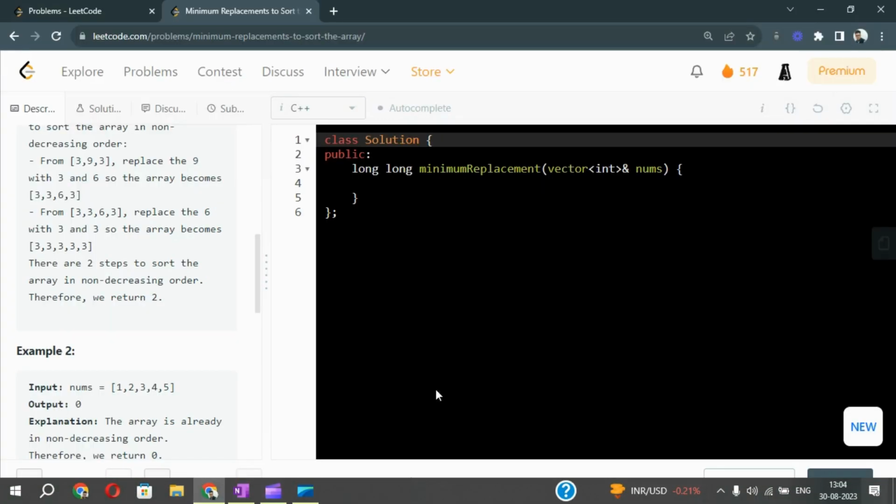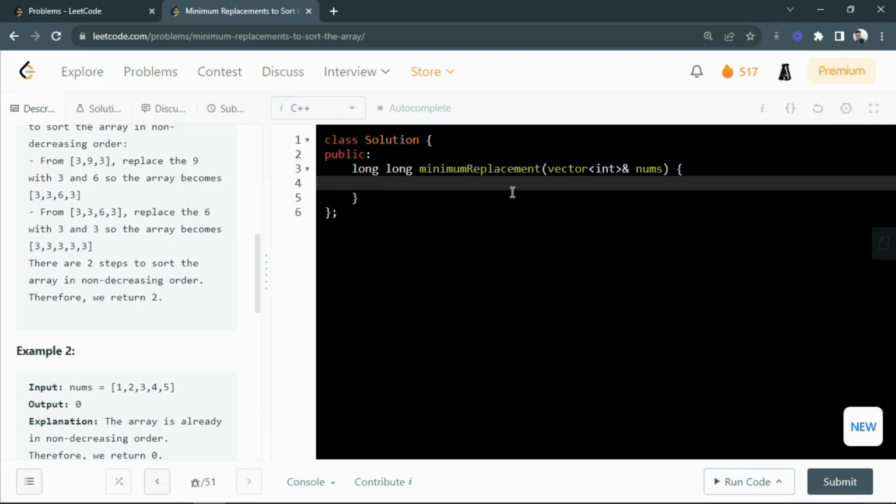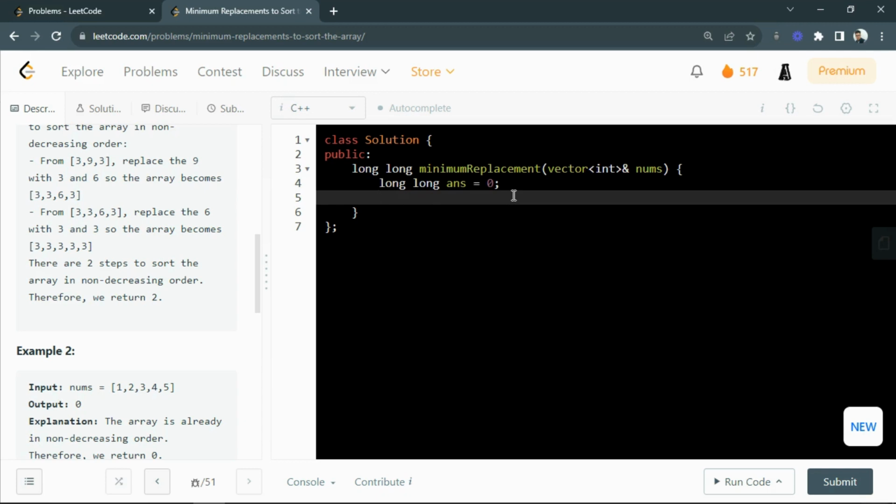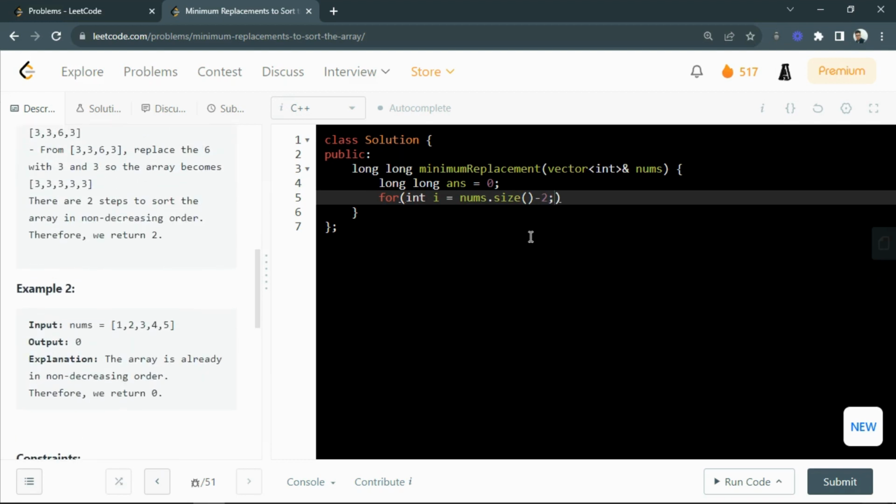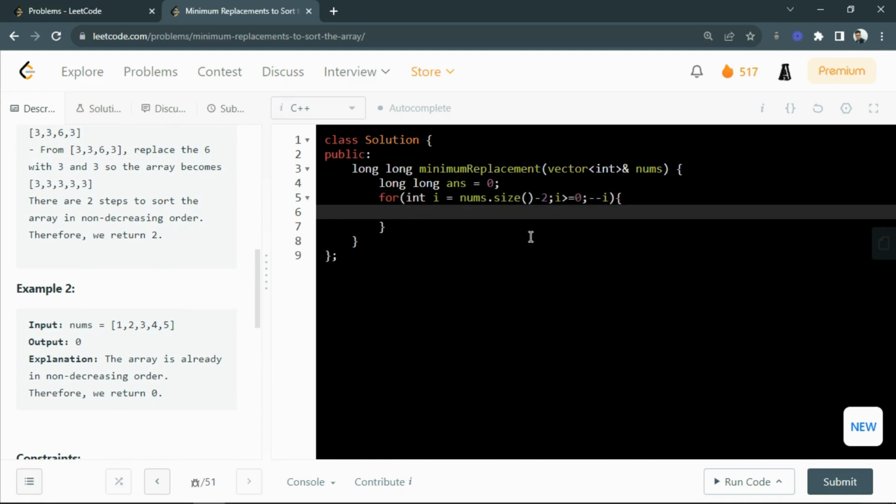So let's see how to code it. I think the intuition is quite clear by now. So what we require is a variable to store the answer. So we will do long answer as 0. Now we are traversing from the back side, so we will start a for loop for that. I equals nums dot size minus 1 will give us the last index, and minus 2 will give us the second last index. And then I should be greater than or equal to 0, and minus minus I. So this loop will traverse from the second last till the first element.